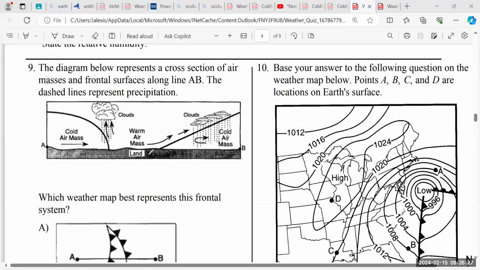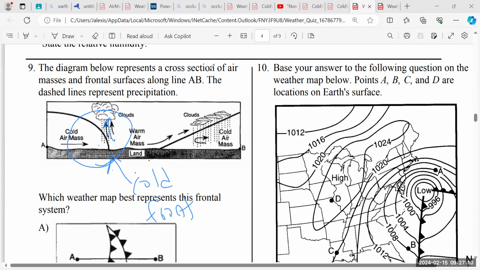All right, number 9. Number 9 says the diagram below represents a cross-section of air masses and frontal surfaces along line AB. The dashed lines represent precipitation. Which weather map best represents this frontal system? Well, what do I know? I know that when a cold air mass is forcibly pushing warm air to rise directly upwards, this scenario right here is a cold front.